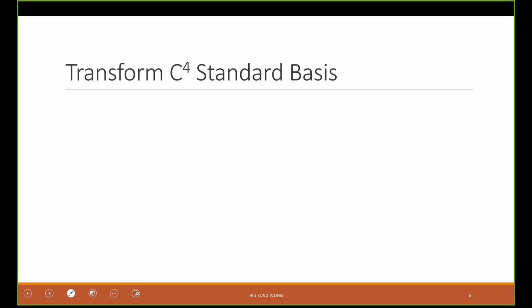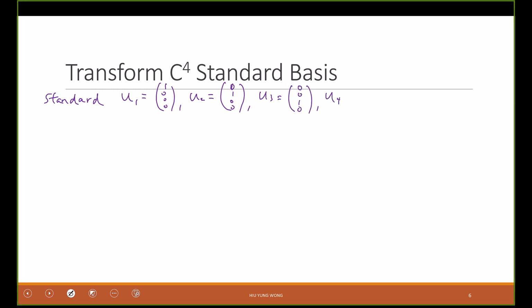So here I want to remind you that, for example, in the C4 space, how many qubits do we have in C4 space? 2. Yes. So how many bases do we have? 4, right? The standard one, I call it the standard one, we did earlier: 1 0 0 0, U2 0 1 0 0, U3 0 0 1 0, and U4 0 0 0 1. That is the natural one, right? For example, this one represents 1 1, right?